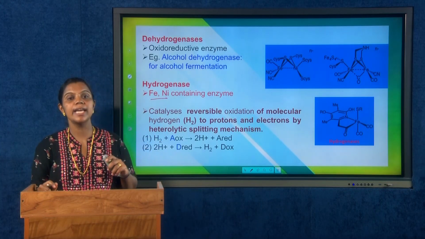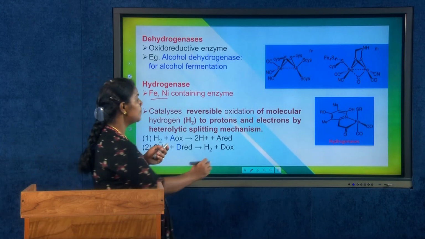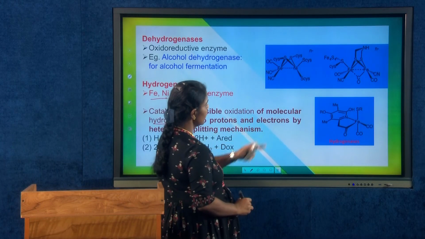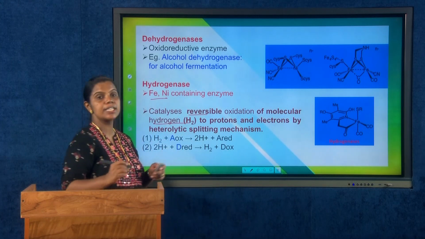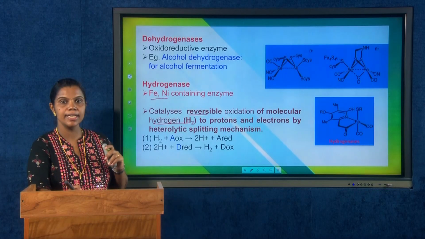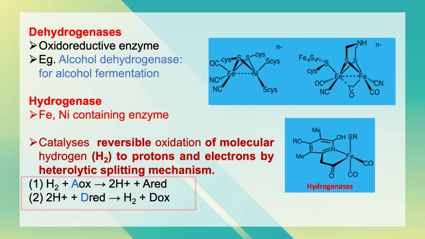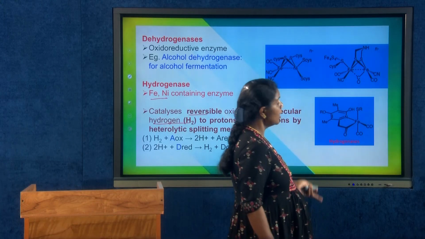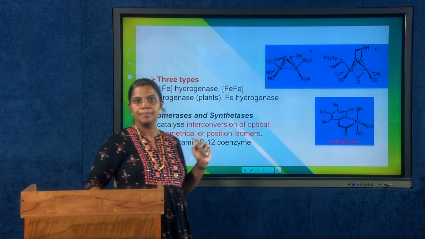So, this hydrogenase enzyme catalyzes the reversible oxidation of molecular hydrogen to protons and electrons by a heterolytic splitting mechanism. You can see here the mechanism. The hydrogenase enzyme will perform the reversible oxidation of molecular hydrogen to protons and electrons by a heterolytic splitting mechanism. Here you can see the structure of several hydrogenase enzymes.